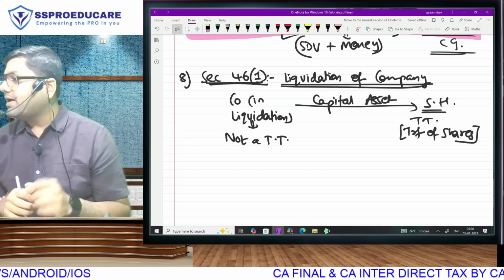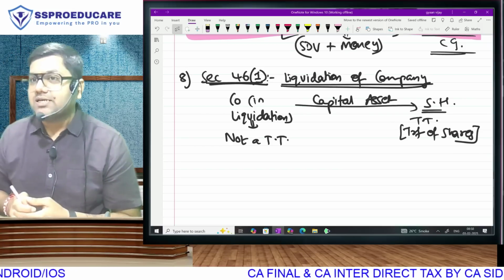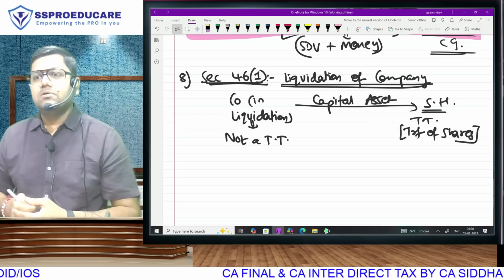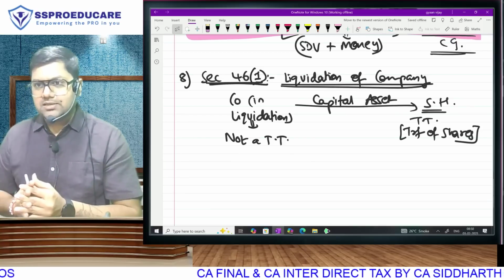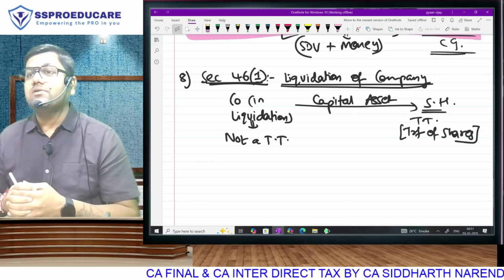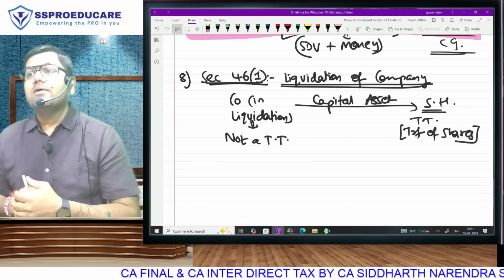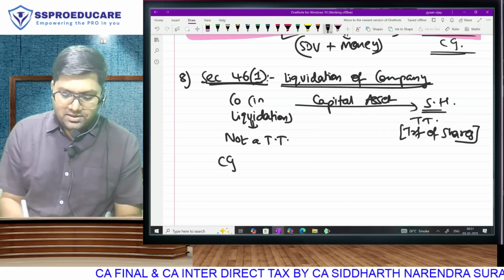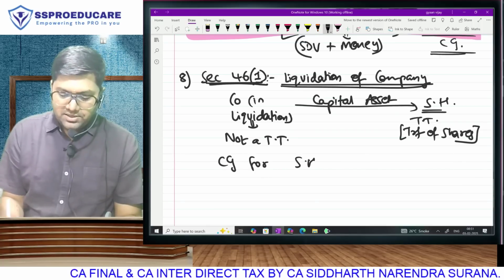But no need to cry, dear shareholder. Why? Because against this, we are going to give you land, for example, or any asset. Correct? That means you are getting something against your shares which are extinguishing. What are you getting? This is capital gain for the shareholder.